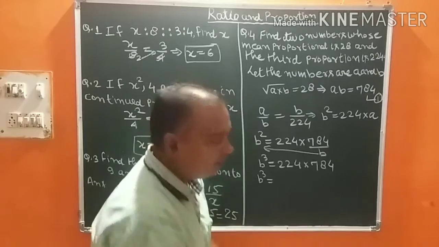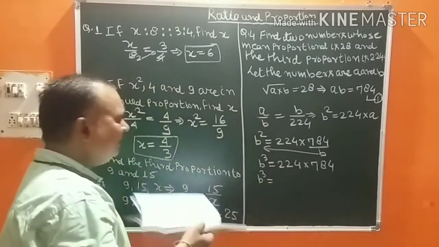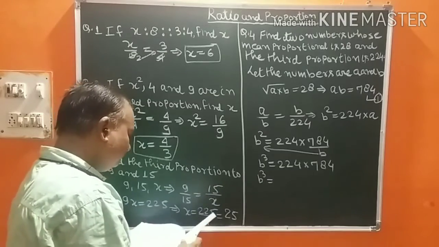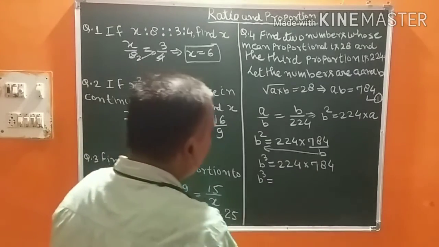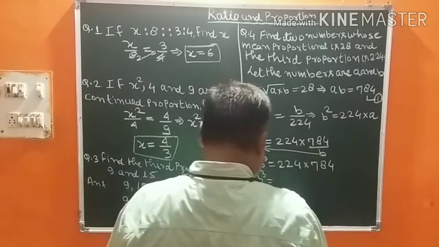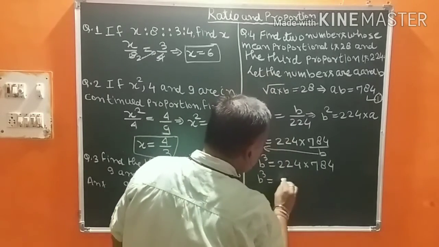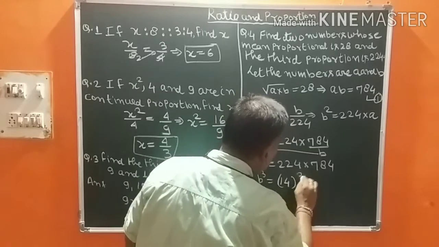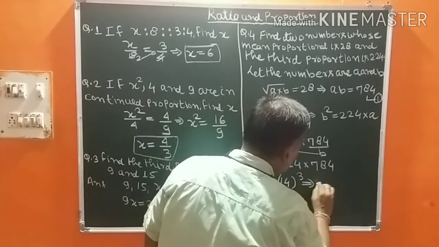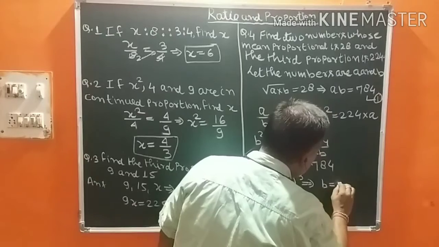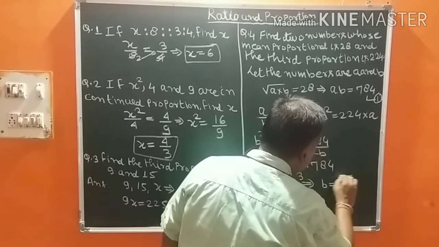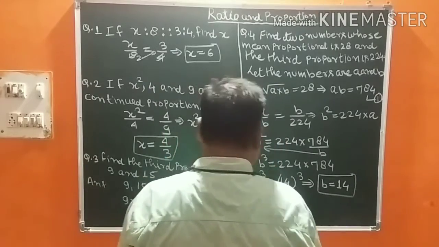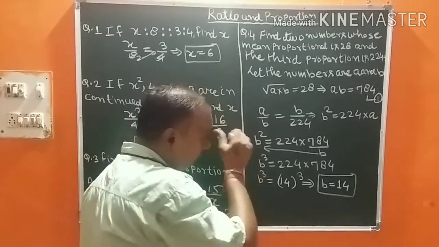Now just prime factorize the numbers 224 and 784. So when we solve, it will be b cube equal to 14 whole cube. It is clear? And when we take the cube root, the value of b will be 14. Now we have to find the value of a.